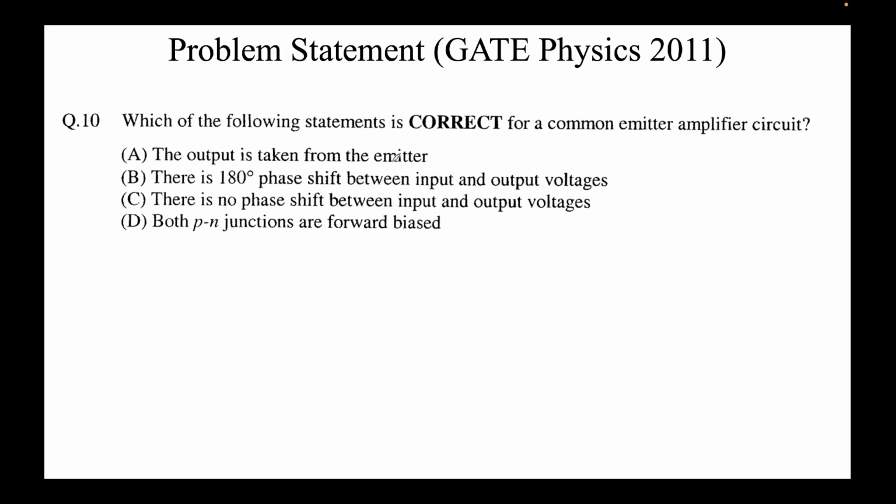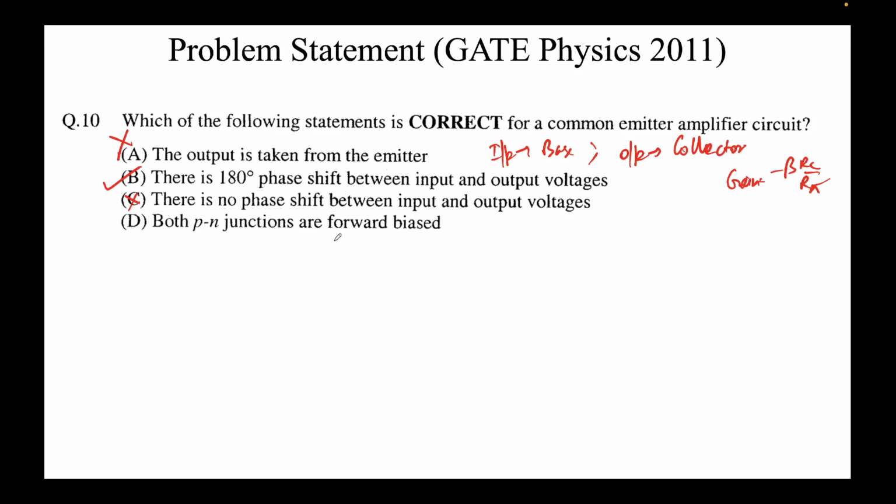So we saw that input was base, output was collector. So the first option is wrong. The second option says there is a 180 degree phase shift between input and output voltage. That is correct. We derived the expression for gain, which comes out to minus beta RC upon R pi. So input and output voltages were 180 degrees out of phase. So this is correct.